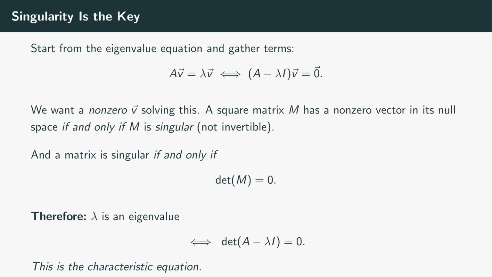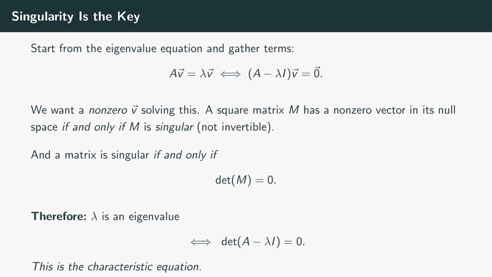When does a square matrix send some non-zero vector to 0? Exactly when that matrix is singular, not invertible, so that its null space contains more than just the origin. So we need A minus lambda I to be singular. And here is the bridge to a number we can actually compute. A matrix is singular if and only if its determinant is 0.